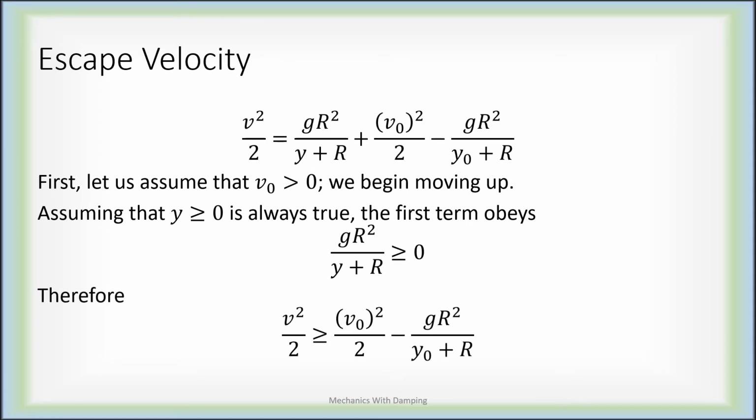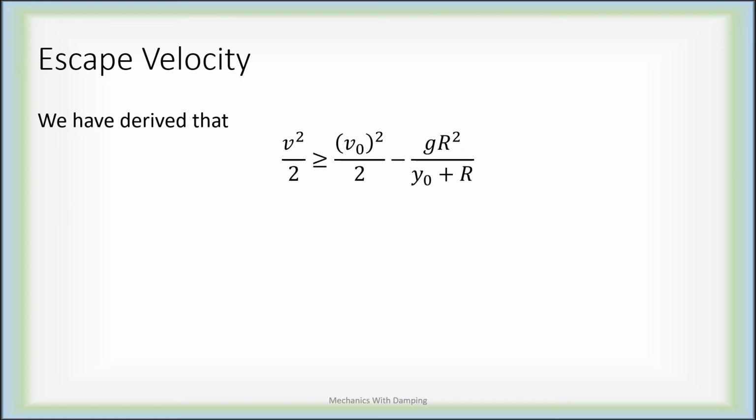Therefore, v squared over 2 is bigger than or equal to v naught squared over 2 minus gr squared over y naught plus r. If the first term here is always positive, then this is a positive number plus the other two. In other words, the left-hand side is bigger than just these two on their own. So we've determined that v squared over 2 should be at least as large as this quantity, under the assumption that our initial velocity is positive and our height is always positive. We can solve this and get v is bigger than or equal to this square root here. The plus or minus isn't really necessary. We're hoping that our velocity is always positive.